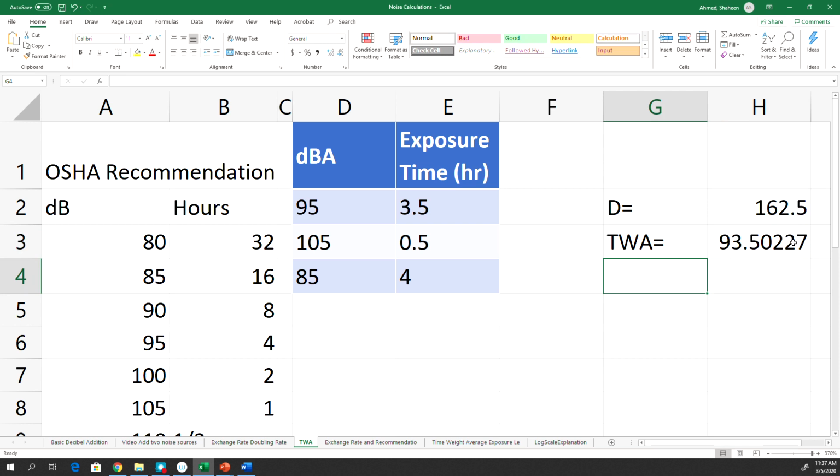So the total 8-hour time weighted exposure is 93.5, which exceeds the OSHA limit. So this is how you basically calculate the time weighted exposure for the 8-hour period.